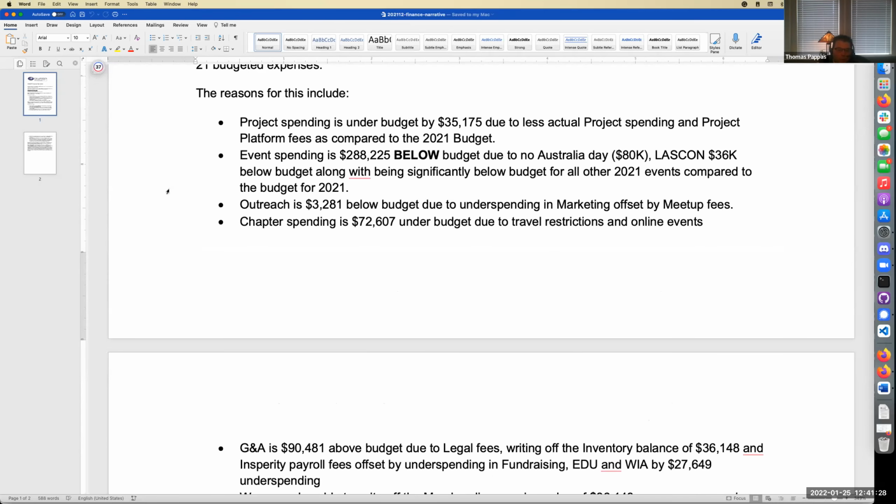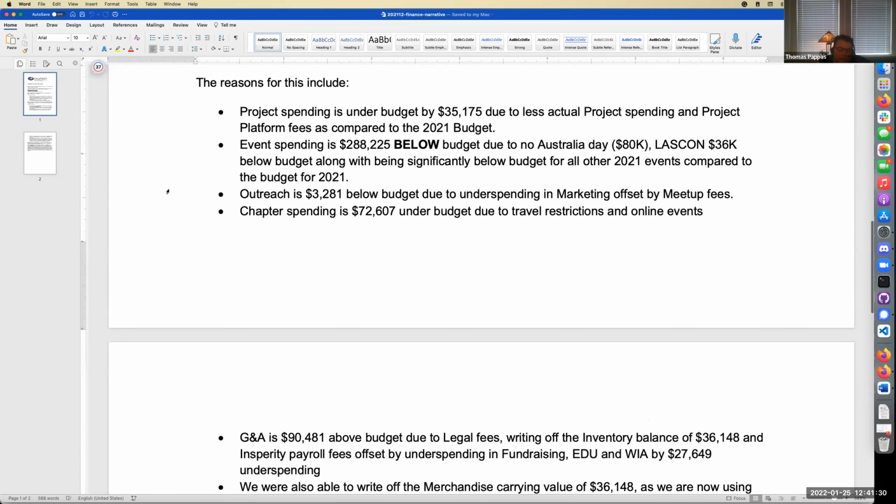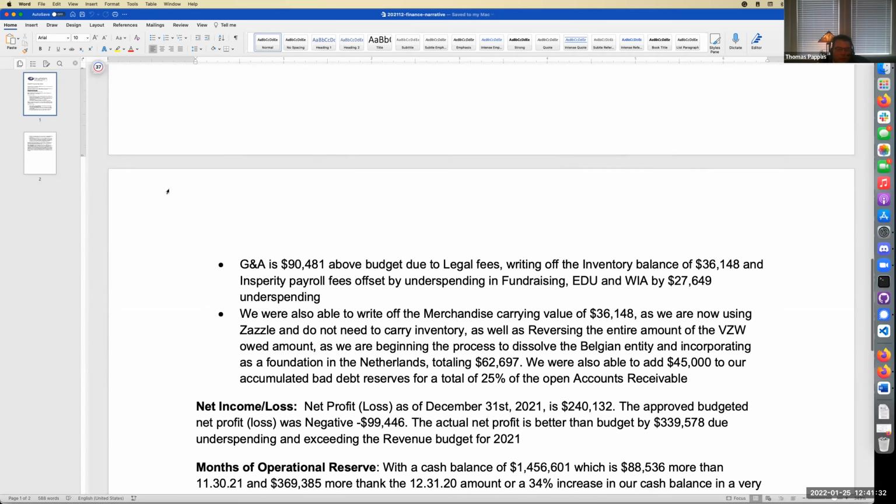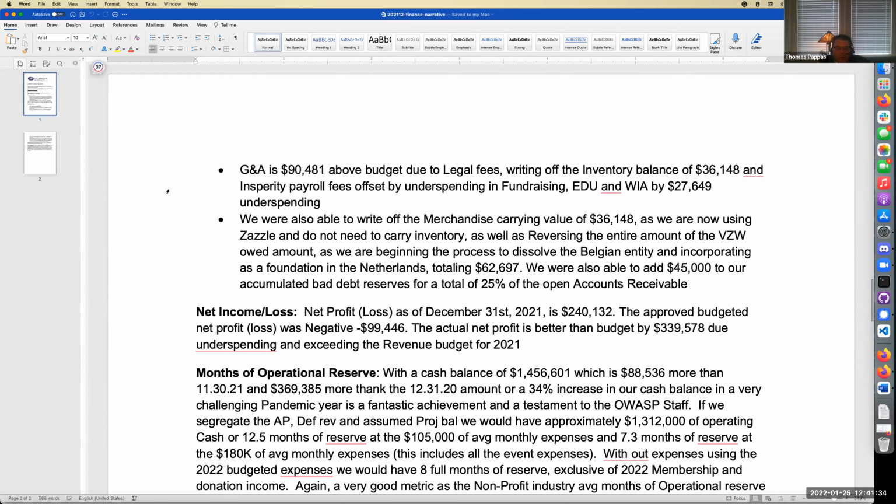Chapters were way under, but that's more or less due to travel restrictions. We've talked about G&A, it was over budget due to legal. Because we had such a great year, we were able to write down the entire inventory balance, which was $36,000. So now, what little bit we have, when it sells, it'll be complete income to us.